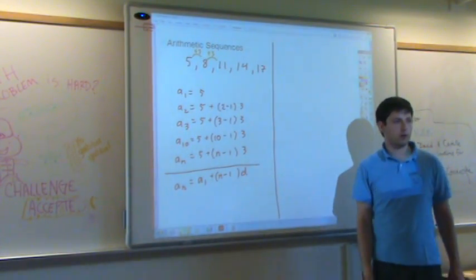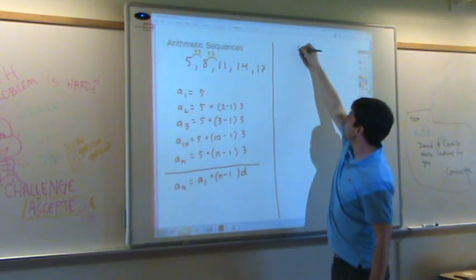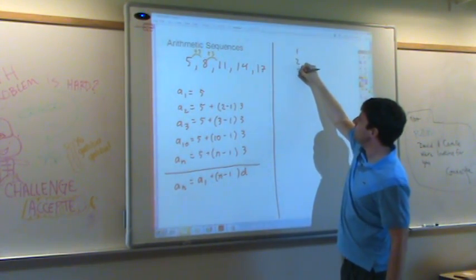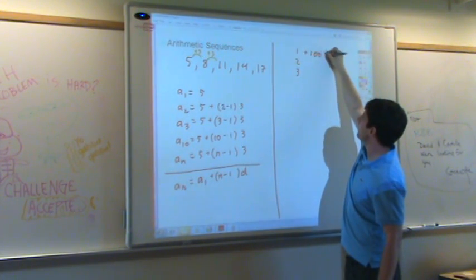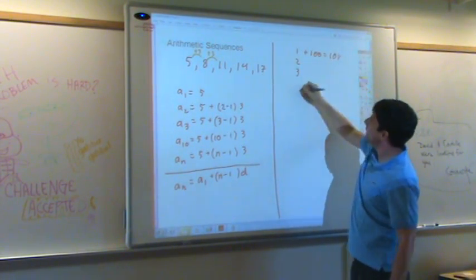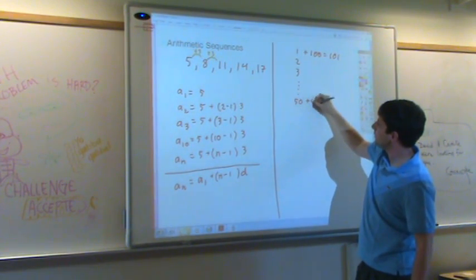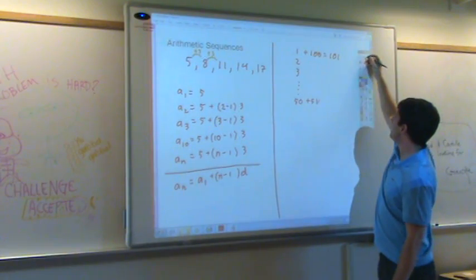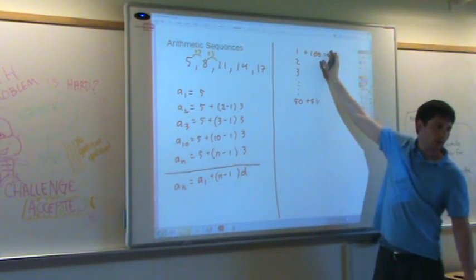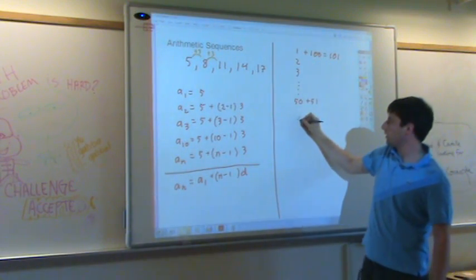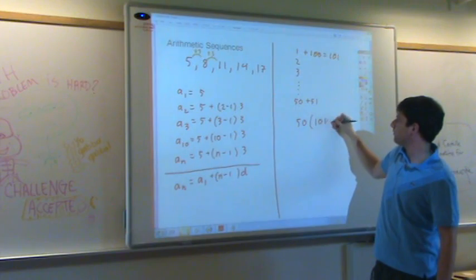What about for the sum of a sequence? How did Gauss do it? He didn't go 1, 2, 3, all the way down to 100. He did the first term plus the last term. 50 plus 51. And then how many of these were there? 50. So it was 101 times 50. I'm going to do it this way. It was 50 times 101.